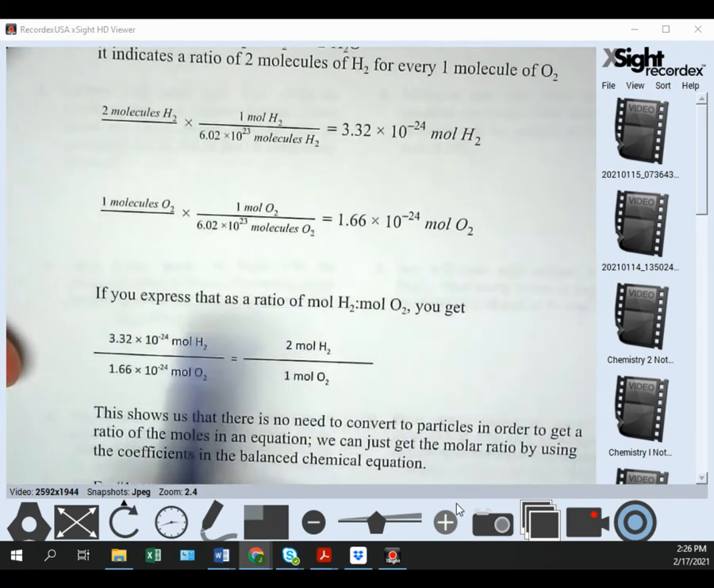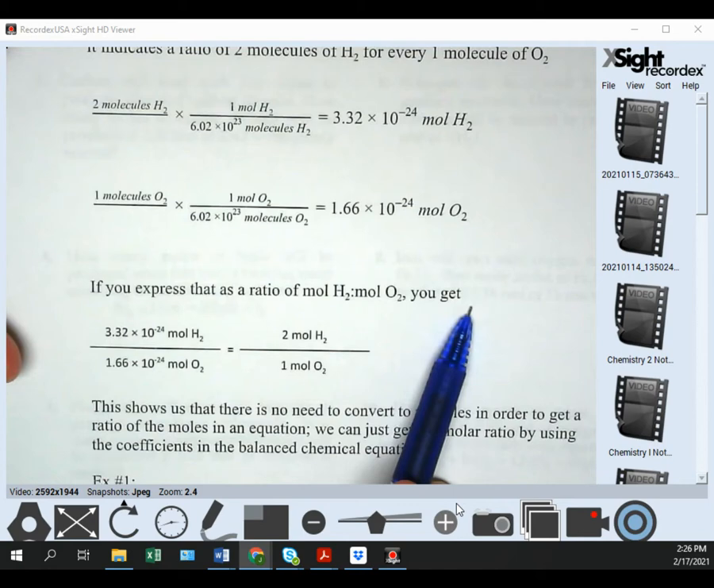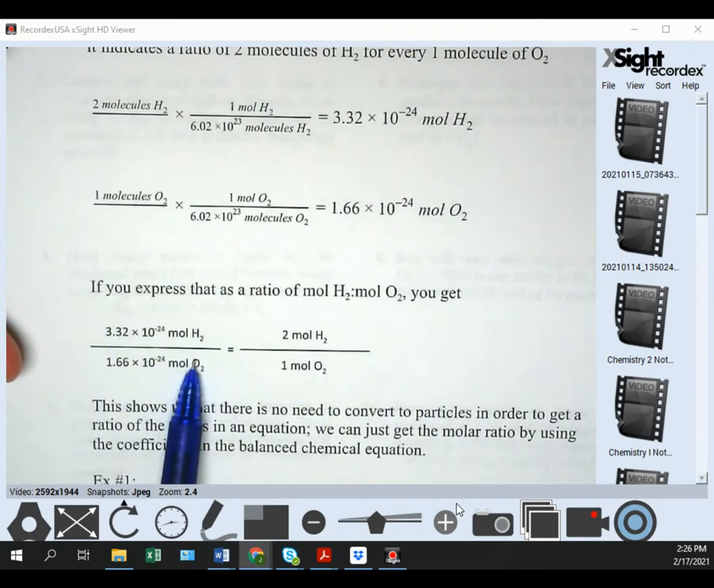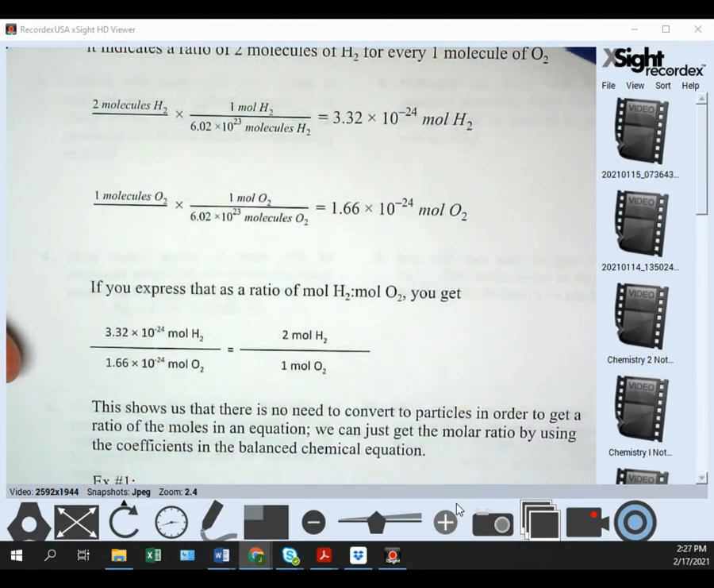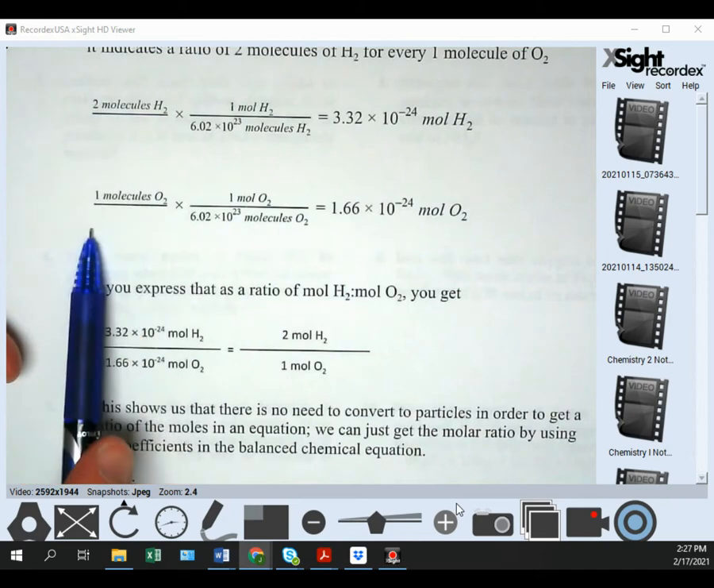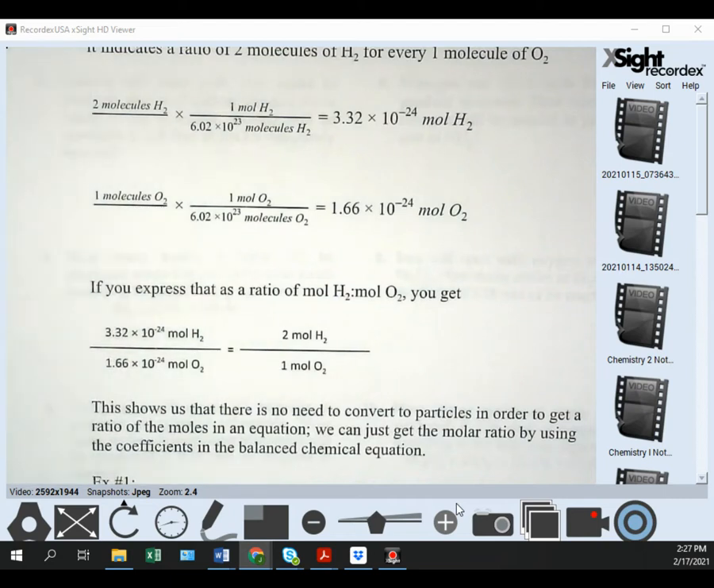Okay. If you express that as a ratio of moles of hydrogen to moles of oxygen, you get this. Put the moles of hydrogen over the moles of oxygen, we get 2 over 1 if we divide it. Notice, this is the same as the ratio of molecules that we started with, which makes sense mathematically because we had 2 over 1 and we divided both of them by the exact same number, right? Imagine if you had a ratio of 2 to 1 and you multiplied both of them by 10. What would you get? You get 20 to 10, which is still the 2 to 1 ratio. So it's the same.